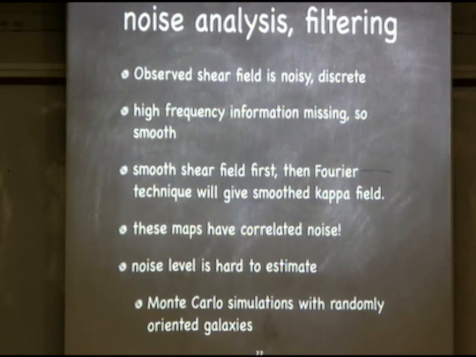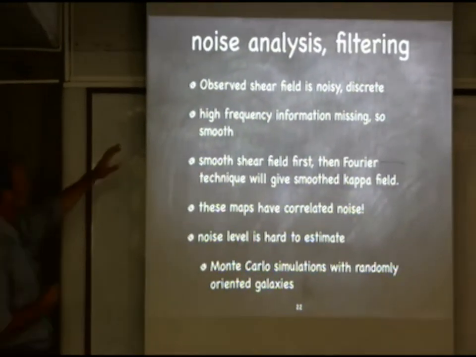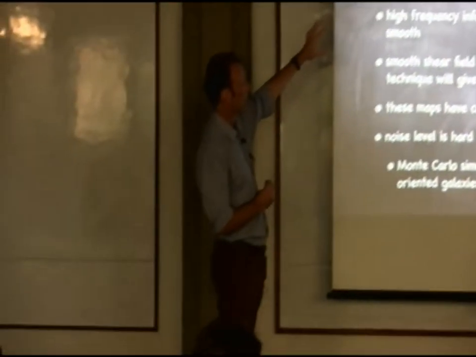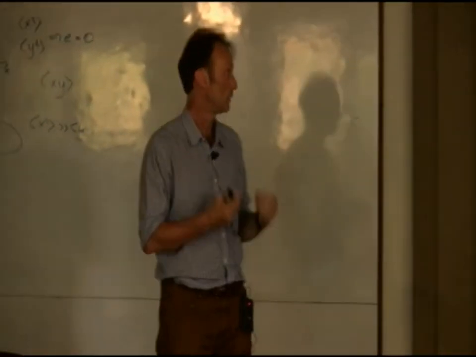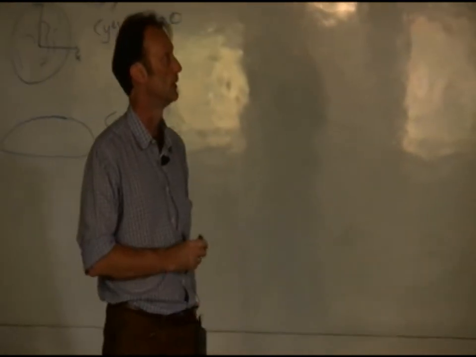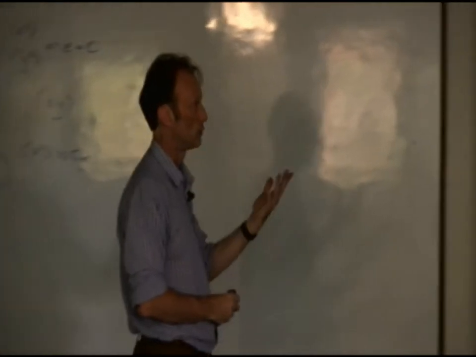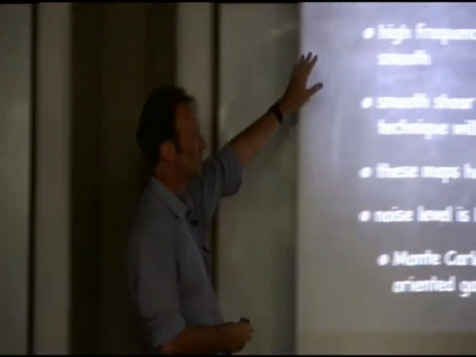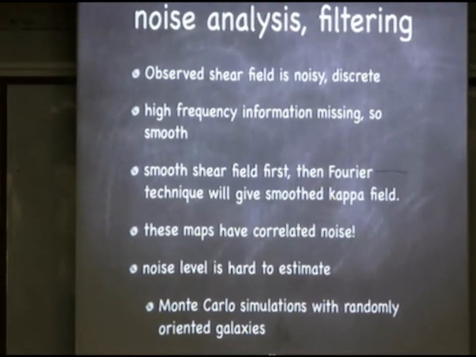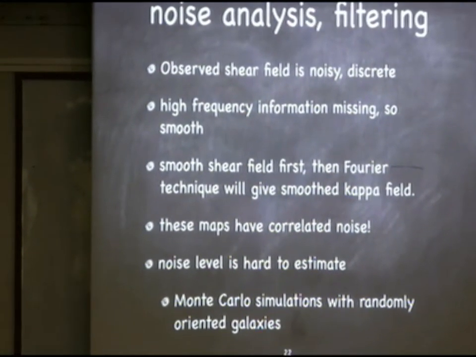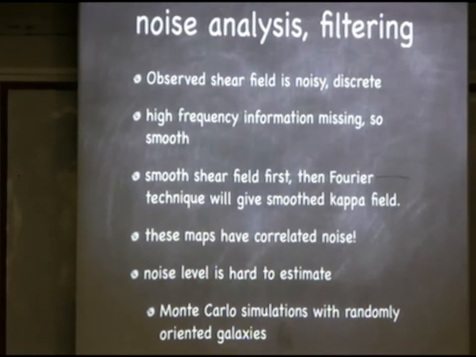When you do this in practice, and my research involves a lot of this, you end up having to deal with noise. So all the data are not perfect. You have gaps in the data. You have bad measurements. You have measurement errors. You have galaxies in certain positions, but not in others. And so the observed shear field that you start with is actually very noisy and is also discrete. It's just defined at a few points. And so you have to smooth over this information to try to make the full field before you can take the Fourier transform, for example.